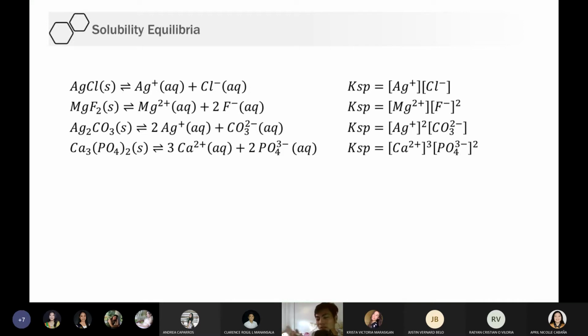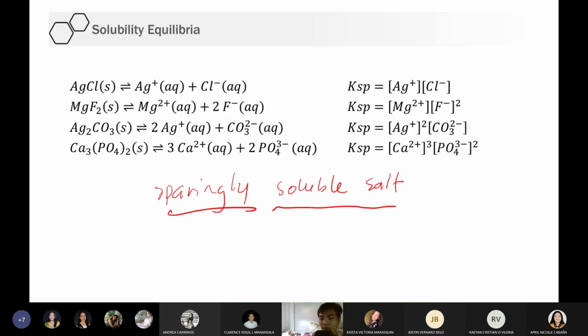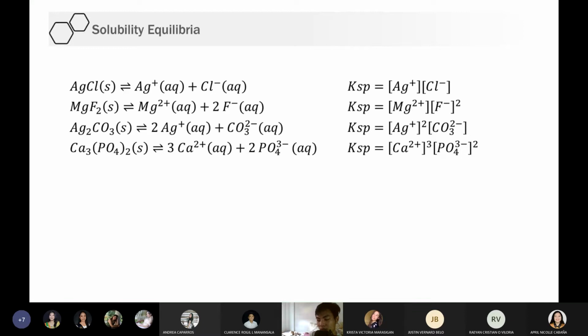So, again, these precipitates are not really solid. Only portions of them dissociate. Kaya nga, isa pang tawag sa precipitates ay sparingly soluble salt. Hopefully, nabasa nyo to sa lecture. Sparingly soluble salt. Yan yung isang tawag sa precipitate. So, sparingly, that means to a very small extent yung solubility ng ating precipitate. Onti lang yung na-dissociate into ions.